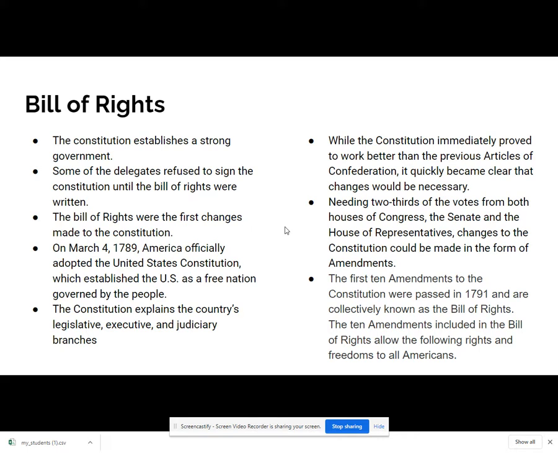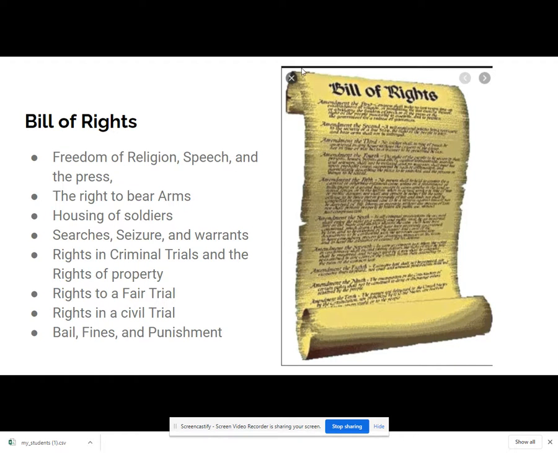The first 10 amendments to the Constitution were passed in 1791 and are collectively known as the Bill of Rights. The 10 amendments included in the Bill of Rights allow Americans' rights and freedoms. Okay, so right here, this is a picture of the Bill of Rights. So it's an old document written in cursive handwriting.